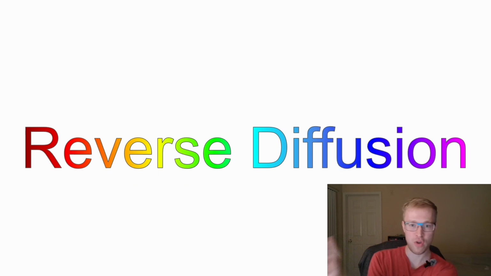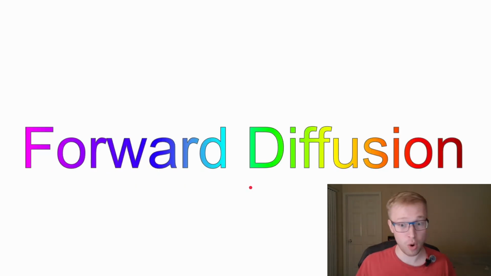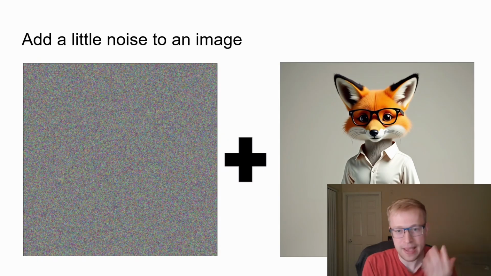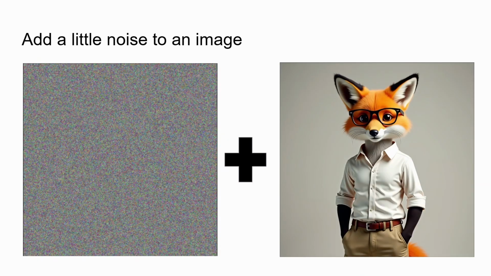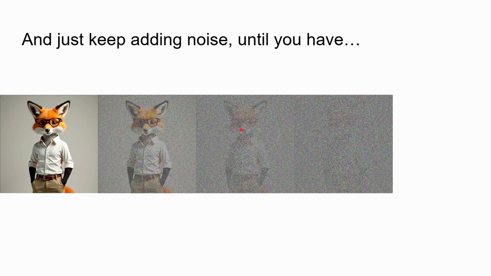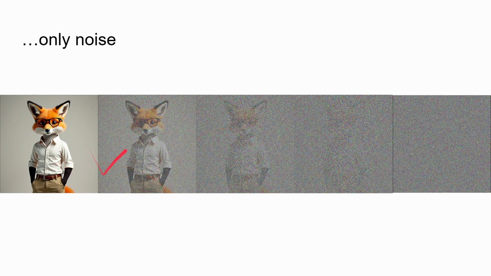Now, to understand the reverse diffusion process that we use for AI images, you really ought to understand forward diffusion. What is forward diffusion? Basically, it's just adding a little noise to an image. So if you start with a clean image and add a little noise, add a little more noise, a little more, you keep adding noise over and over again. Eventually you get to just pure plain noise. No more image, Foxman gone. All we have is this Gaussian noise.